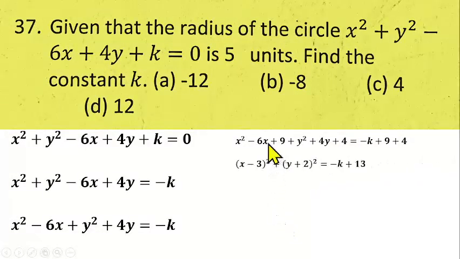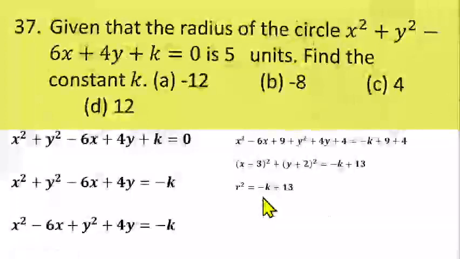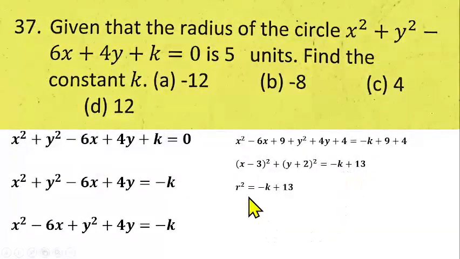Then from there, if you change x squared minus 6x plus 9 to a perfect square, that should give us x minus 3 squared. Then change this also to a perfect square, you have y plus 2 squared equals to, simplify this, minus k plus 13. Then if you remember, our aim is to find the value of k. Whatever you have at the right hand side here is equal to r squared. So you have r squared equals to this right hand side. We have already been given the radius, which is 5. So you have 5 squared. Okay, to find r, we take the square root of both sides.